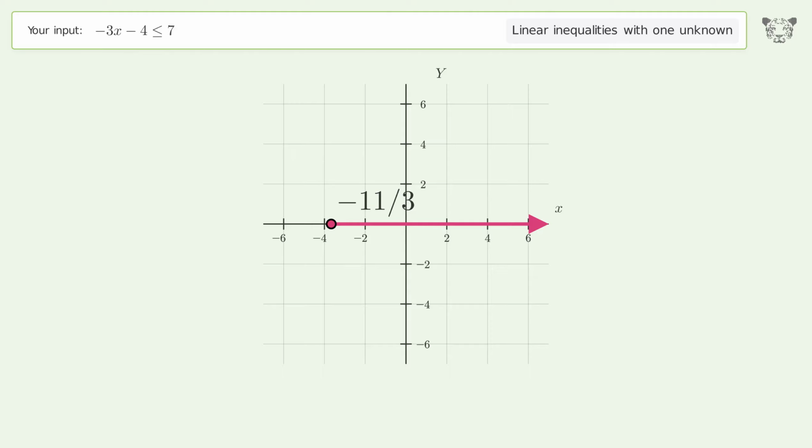And so the final result is x ≥ -11/3, or x ≥ -32/3.